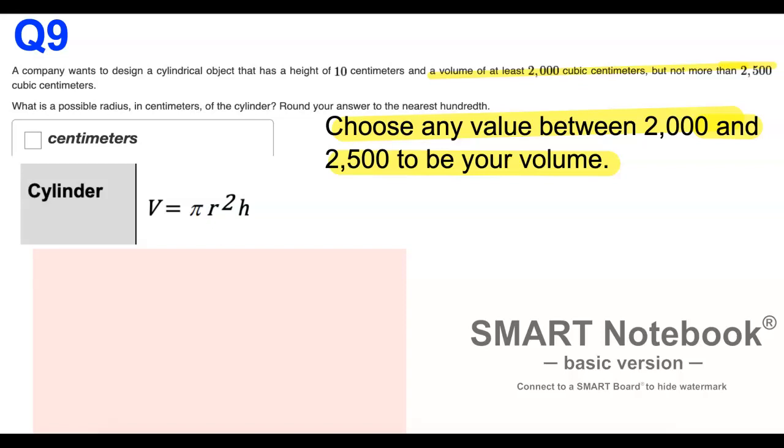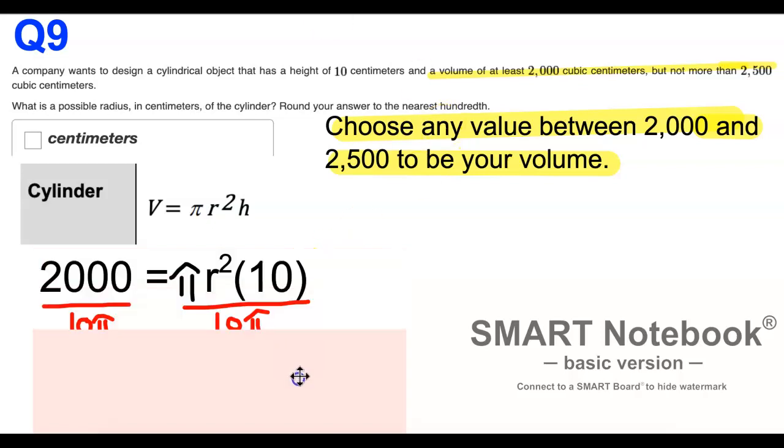It says the object is cylindrical, so this is the volume of a cylinder formula, which I screenshotted right off your state test reference sheet. The back of that reference sheet has all of the volume formulas on it. Here we see that volume is equal to pi times the radius squared times height. For this example I chose the volume to be 2,000, but again, remember you can choose any value between and including 2,000 and 2,500.